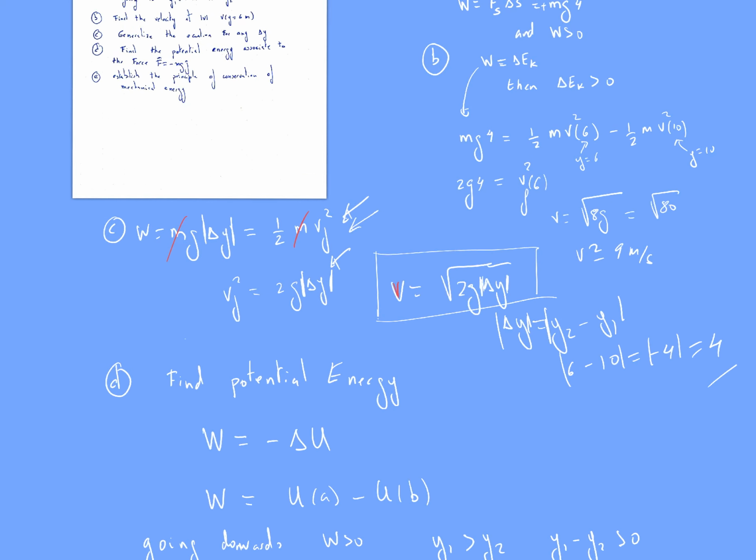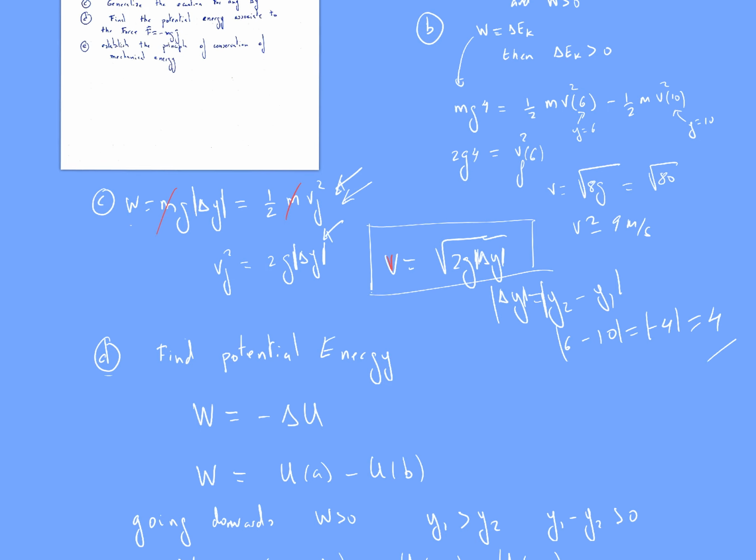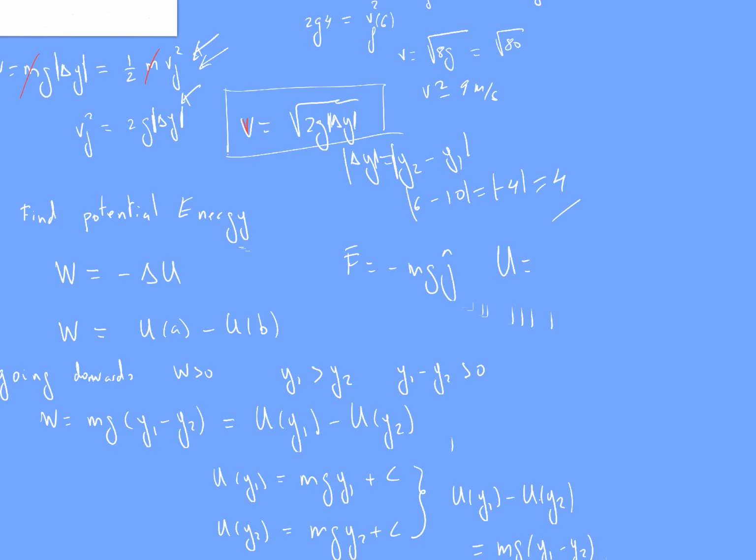Find the potential energy associated with this force. For every conservative force, there is a potential energy. In this case, the force is minus mg j. And we are going to prove that the potential energy, U, is mgy.